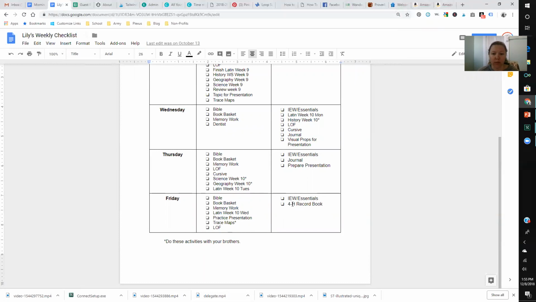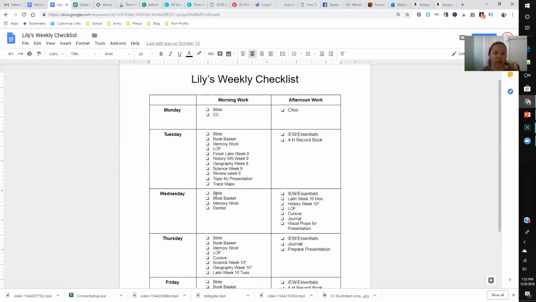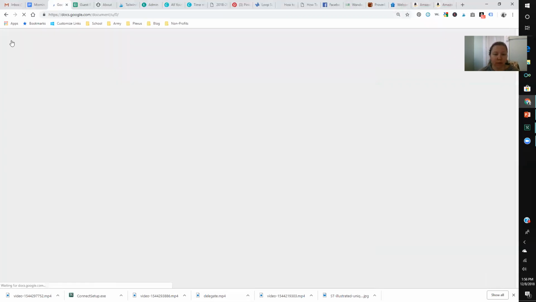And then we were finishing up a record book, so that's on here. 4-H is a big part of our extracurriculars, and so I include that as part of their school schedule. So that's what hers looks like, where she has hers broken up into 2 parts of the day, and she has check boxes as she finishes them. She's a very type A personality, and she loves the check boxes. Gotta have check boxes for her.